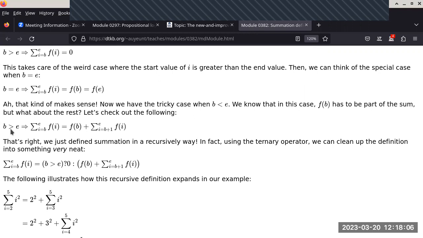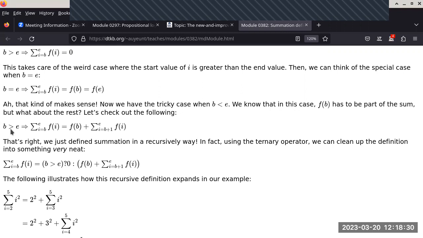So this is the really important part because this is where I break a larger problem into something that can be solved right away and a smaller problem. Okay, so are we getting that concept? Because what we see here is B is less than E, which means there are at least two values that we have to sum over.